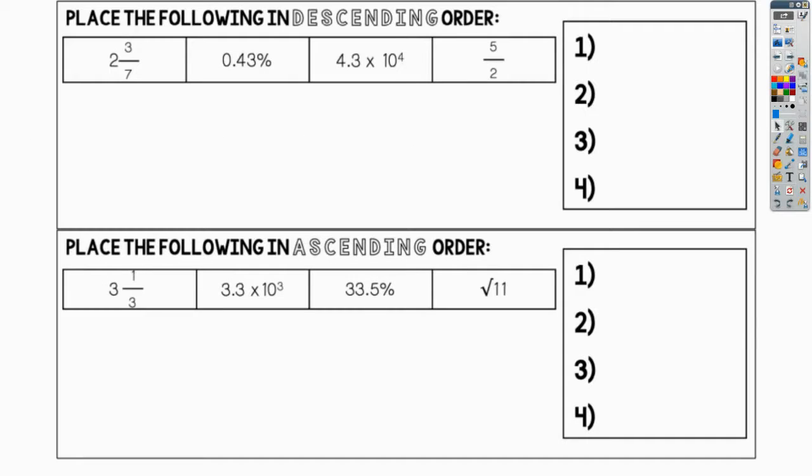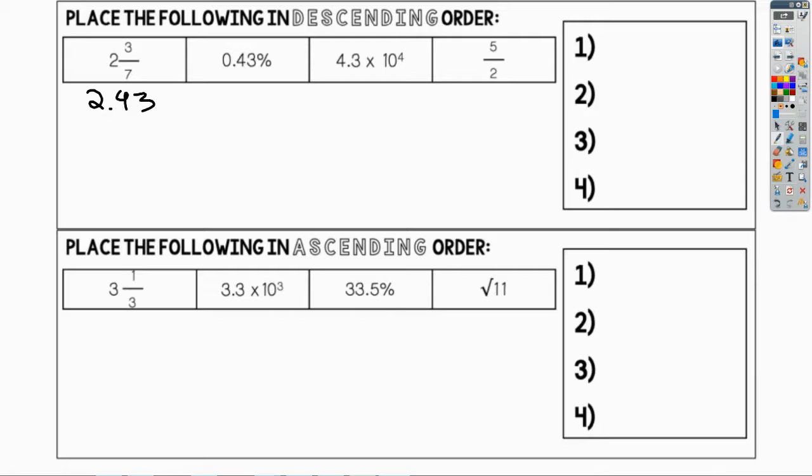So next it says place the following in descending order. So in descending order, once again, let's make them all decimals. So first I have 2 3/7. When I see that, I leave the 2 alone, I make a decimal, and then whatever 3/7 is, I just put that behind it. 3 divided by 7 gets me 0.4285714. So I'm going to round that to 2.43.